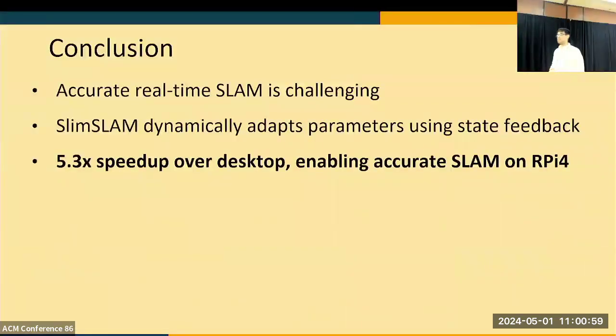So to summarize here, accurate SLAM in real time is really challenging. And the way we tackle this problem is by dynamically adapting these SLAM parameters using feedback from the SLAM state. The SLAM state tells us when we're being too aggressive and when we're being too conservative. SlimSLAM allows us to get really high speedups over a desktop while enabling really accurate SLAM on a Raspberry Pi.